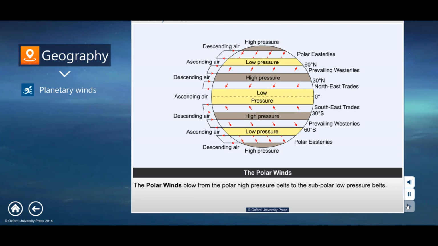The polar winds blow from the polar high-pressure belts to the subpolar low-pressure belts. Their direction is variable in the northern hemisphere, but more regular in the southern hemisphere. These winds are known as the North Polar Easterlies and the South Polar Easterlies in the northern and southern hemispheres, respectively.